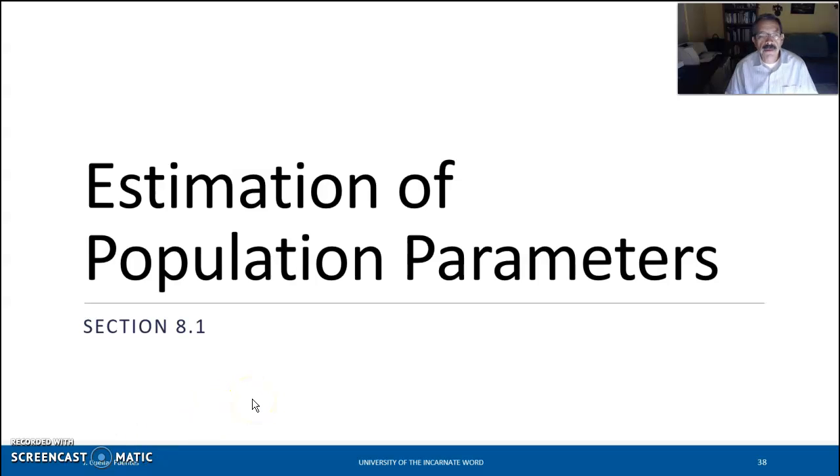This is section 5 of the module 7 lecture, and we're going to start reviewing the concepts in chapter 8 with this recording. We're going to look at the estimation of population parameters, which is what is covered in section 8.1 of the textbook.